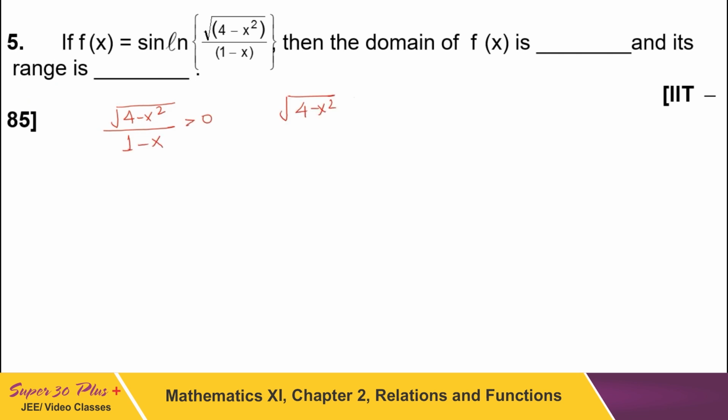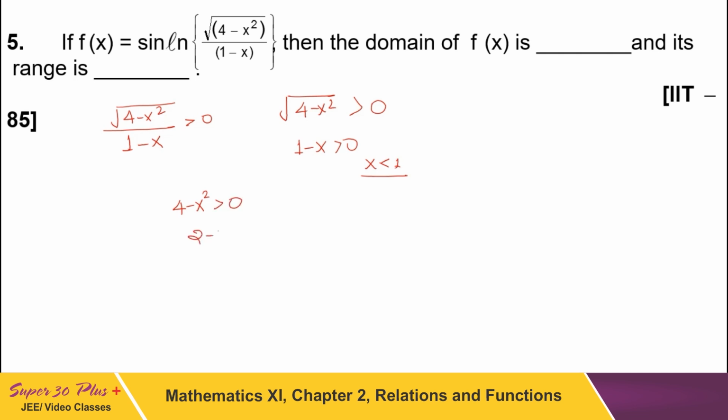The log function is defined when its argument is greater than 0, and 1 minus x should also be greater than 0 because it is within a square root function. This ratio is positive if 1 minus x is greater than 0, meaning x is less than 1. 4 minus x square lies within a root. According to the definition of root, 4 minus x square should be greater than 0.